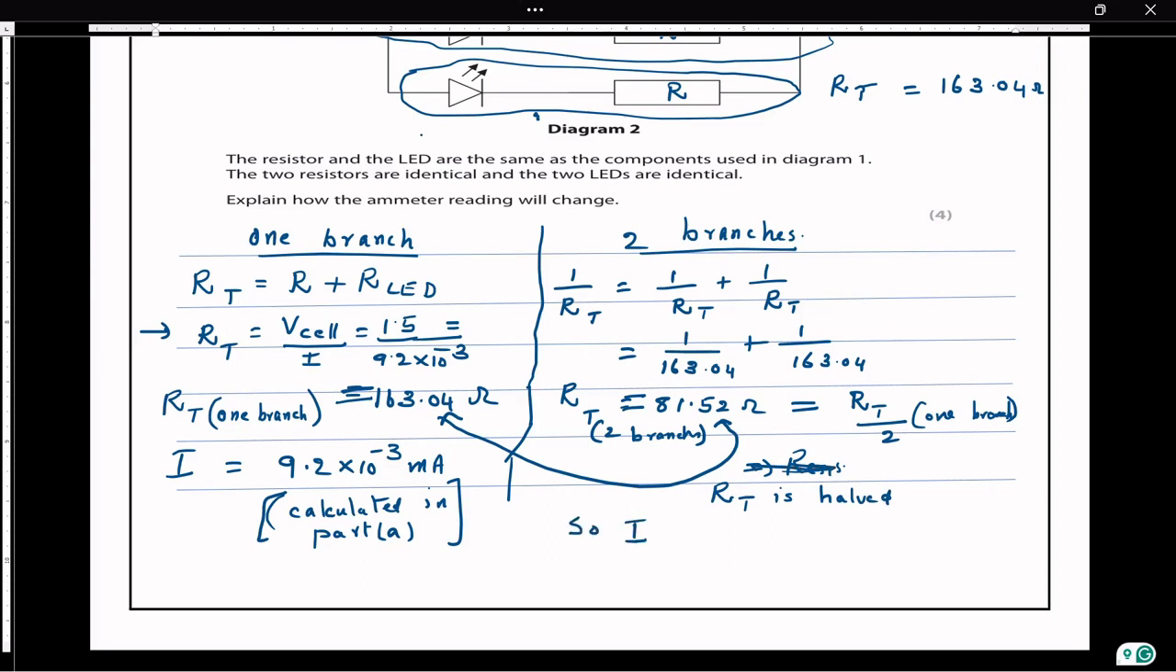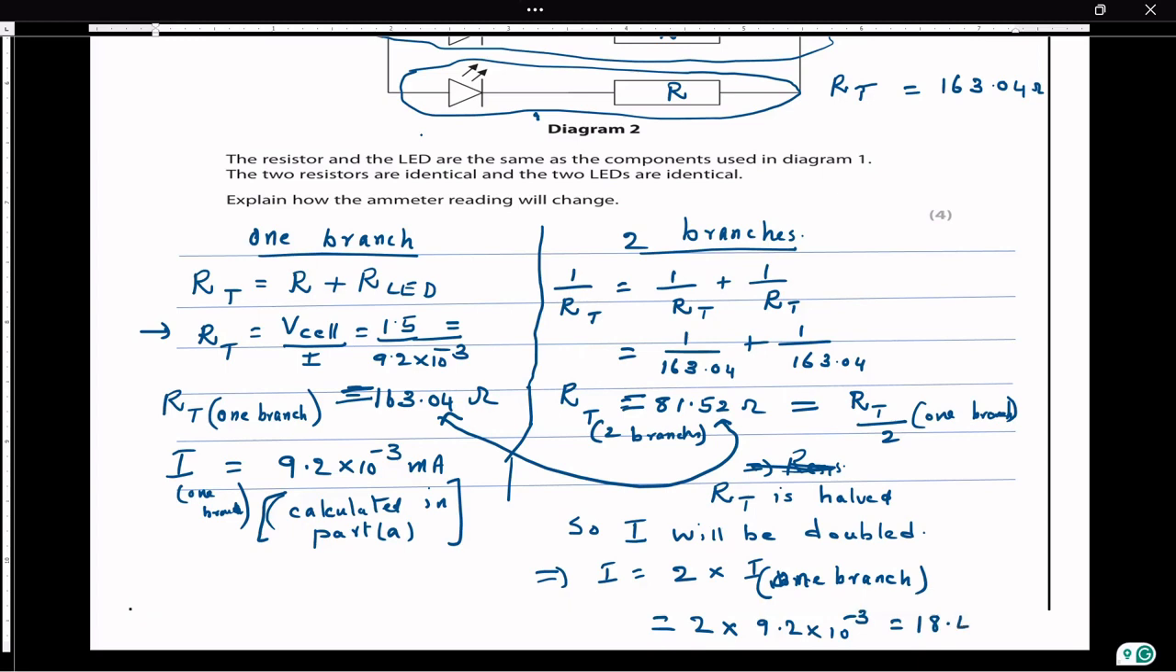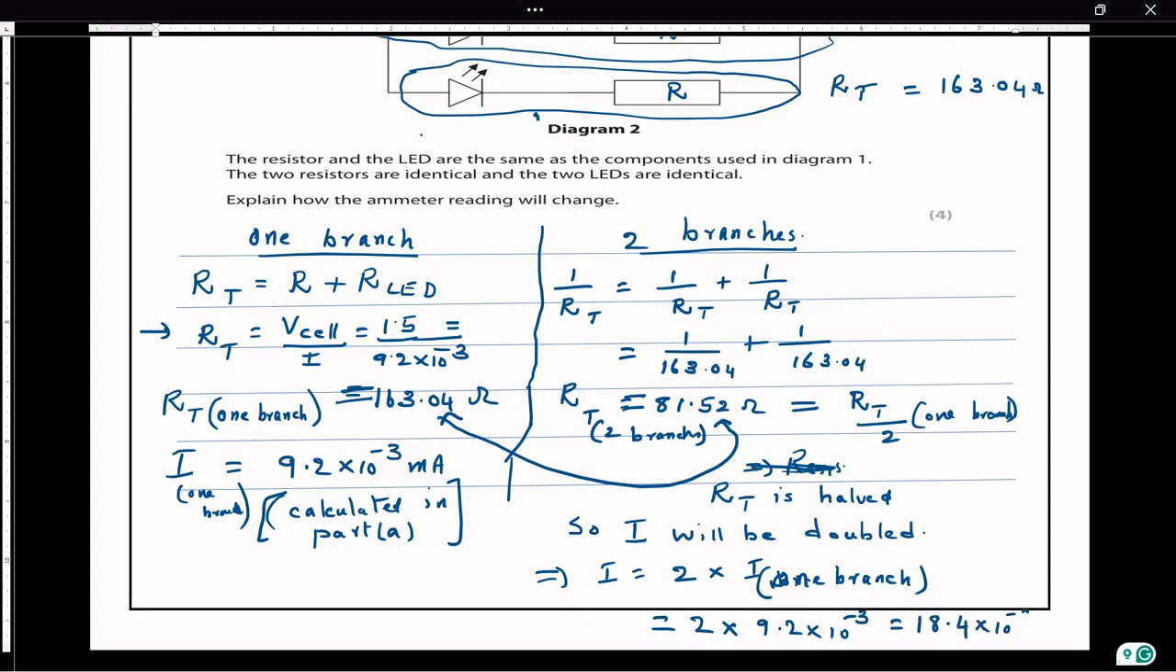So current will be doubled. That is, I equals 2 times the current of the one branch circuit, which is 2 times 9.2 times 10 to the power of negative 3, which is 18.4 times 10 to the power of negative 3 amperes.